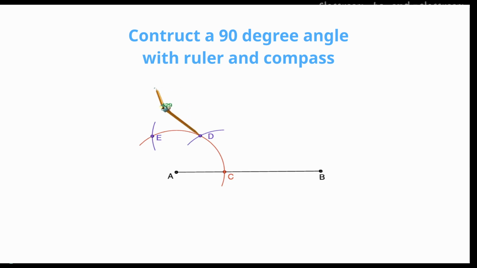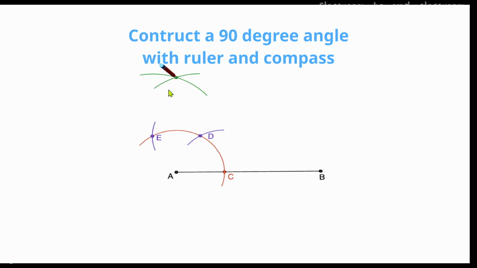Let us draw the arc. So this is the arc. The radius is more than half of ED. And now take E as the center and the same radius as the previous one. Draw another arc to cut the previous arc at a point. And suppose the point of intersection is point F.